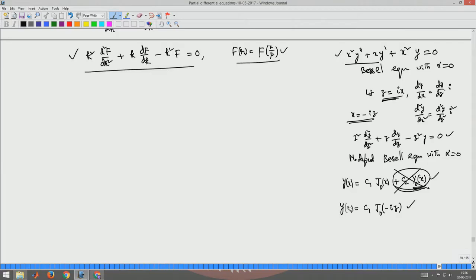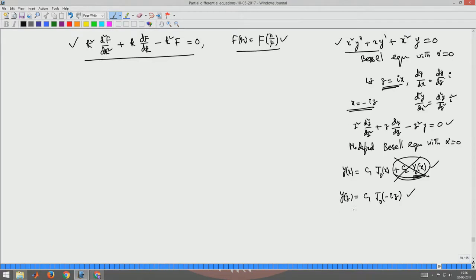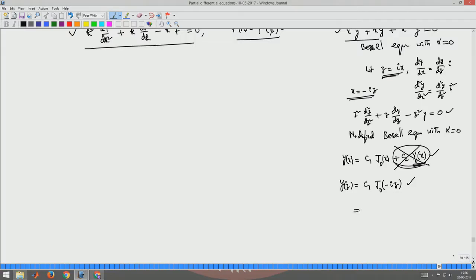So, y of z is actually J0 of I z. If you write J0, it is C1 times the sum over m from 0 to infinity. You know the formula of J0: minus 1 power m, then I z power 2m divided by 2 power 2m into m factorial square, where gamma of m plus 1 is m factorial.